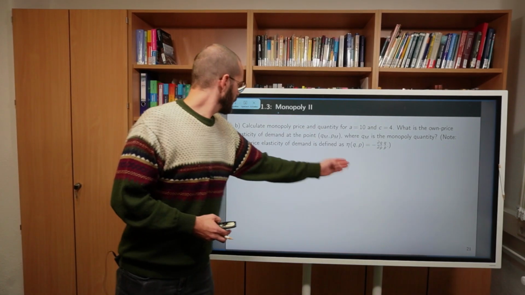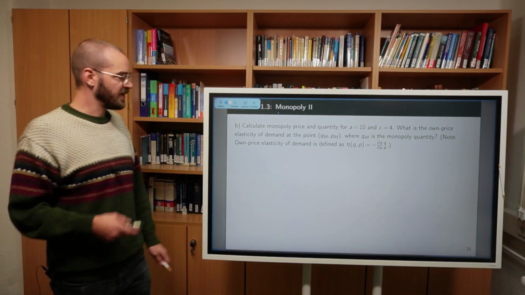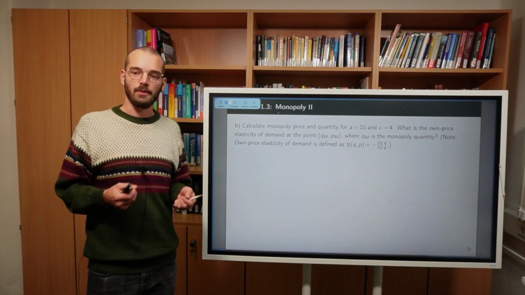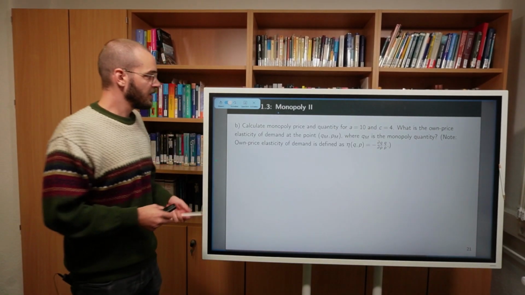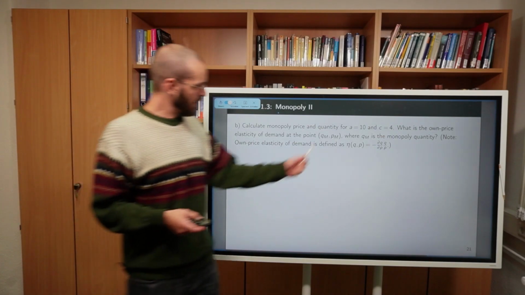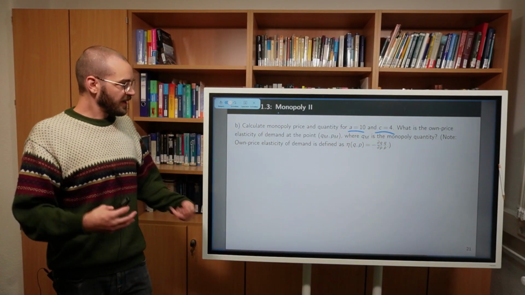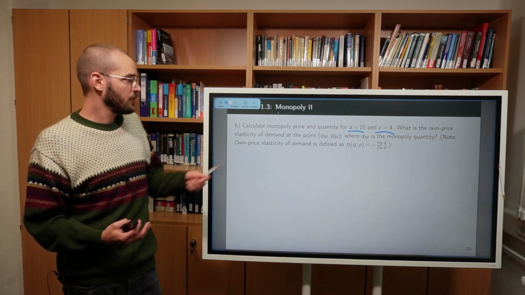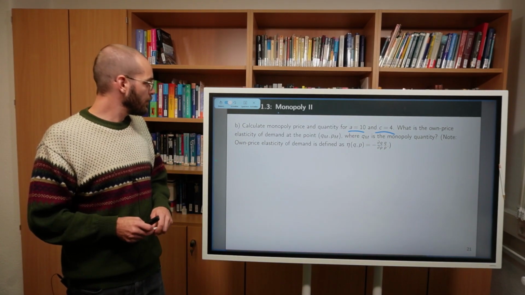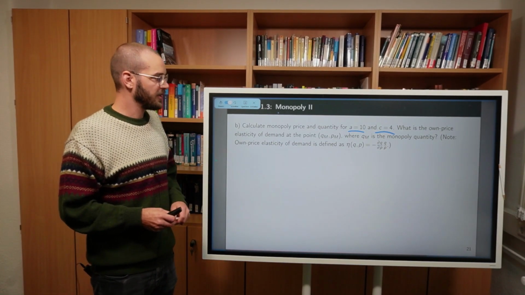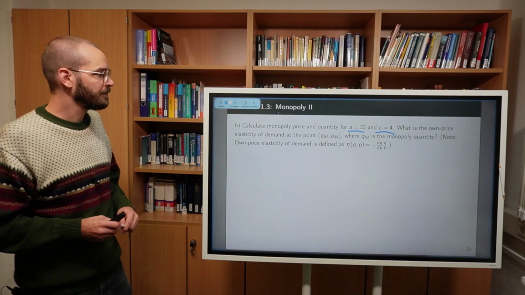In task B, we are now asked to calculate the monopoly price and quantity for some specific values of these parameters. So for now, let's assume that A takes a value of 10 and C takes a value of 4. We are then asked to find the own price elasticity of demand at this point where Qm is the monopoly quantity.